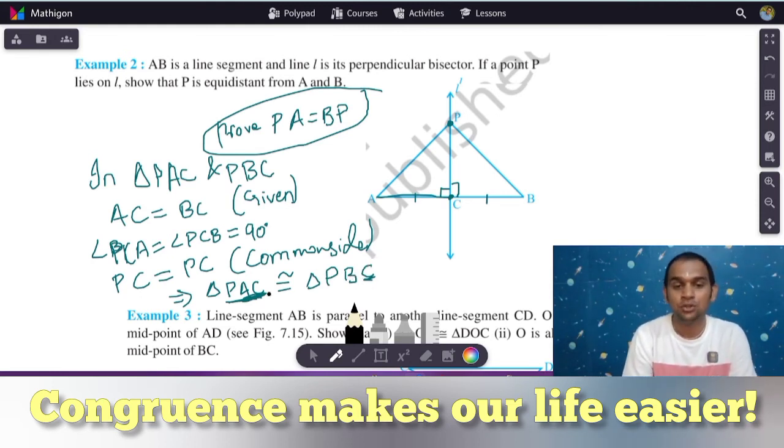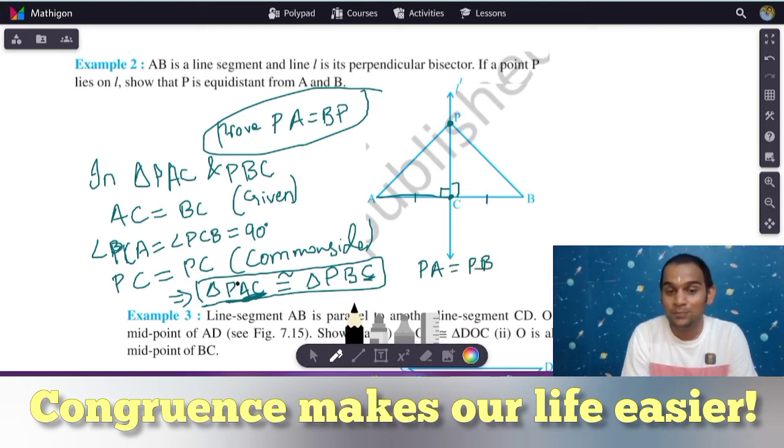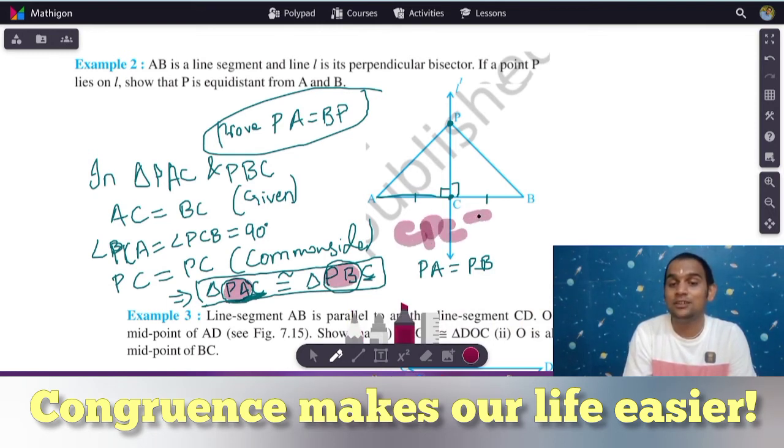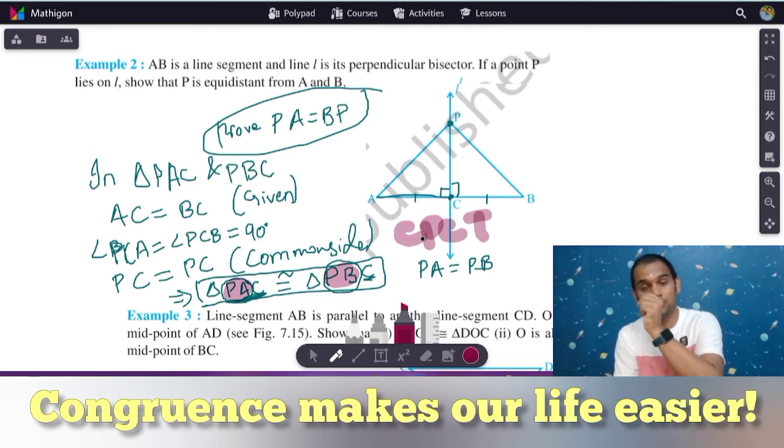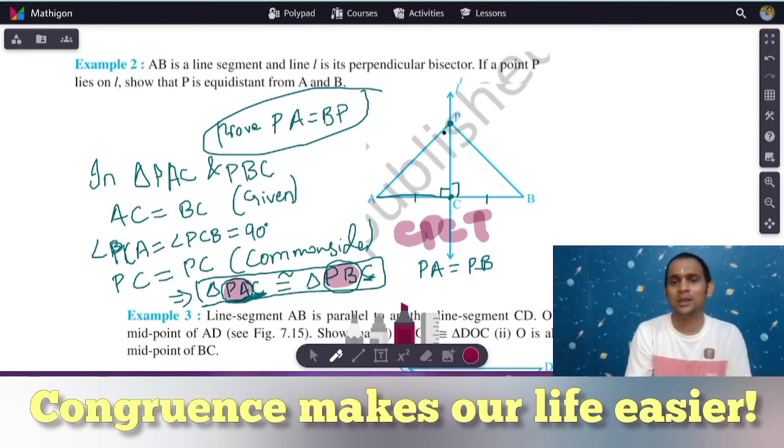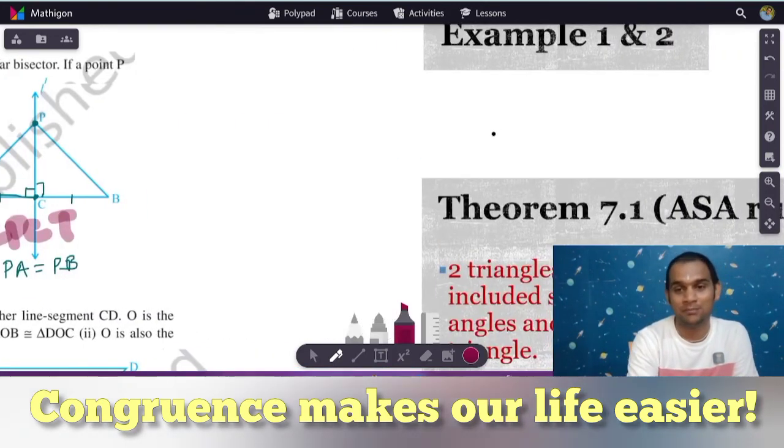Okay. So now we have shown that they are congruent. So can you say that PA equals PB? Because PA and PB are at the same positions in the congruence we have written, right? So since they are at the same positions, we can use the CPCT rule, corresponding parts of congruent triangles. That is how we get that PA equals PB. I hope that makes sense.